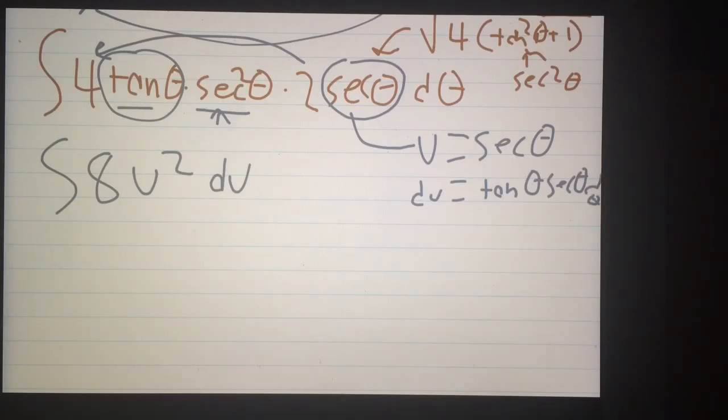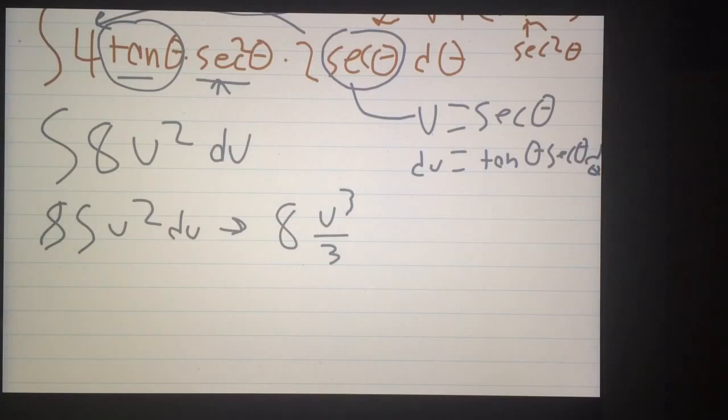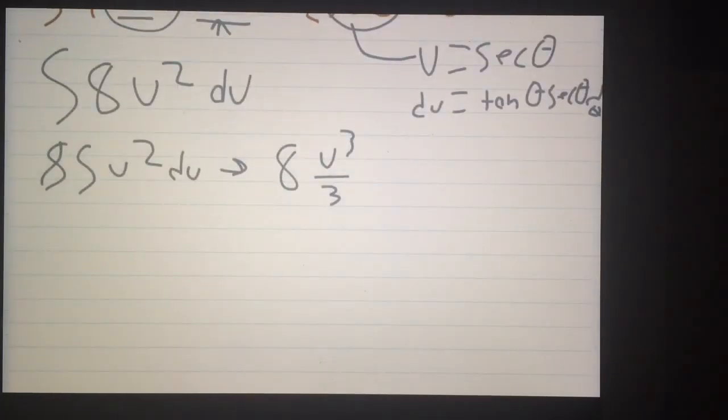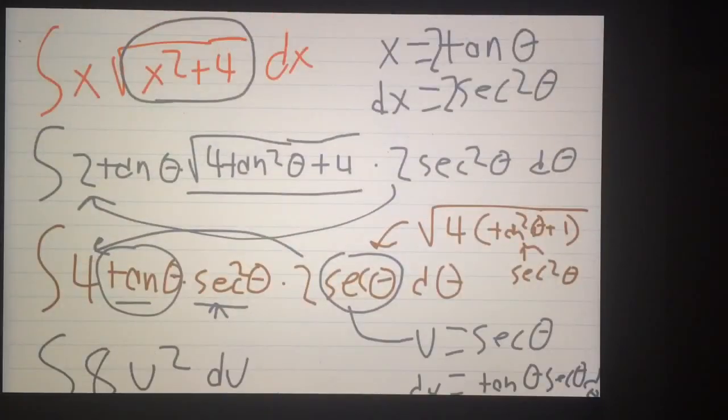Well, that just made it infinitely times easier. Then we have an 8 integral of u squared du, which is just equal to 8 times u cubed over 3. Substituting u, we substitute in secant theta as u, and boom! Problem part 2. This is in theta. We don't want it in theta, we want it in x.